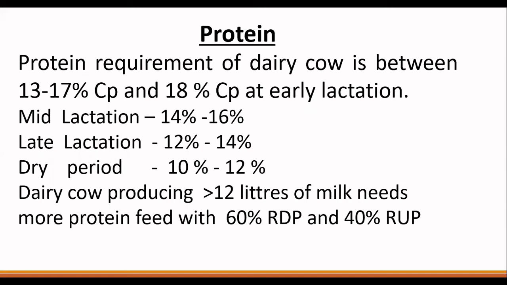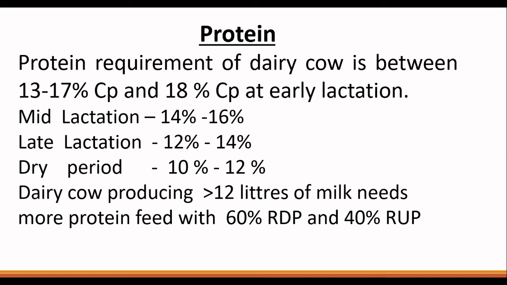We have the protein requirement of dairy cow. The protein requirement of a dairy cow is between 14% CP and 18% CP at early lactation. Mid lactation is between 14 to 16%. Late lactation requires 12% to 14%. A dairy cow producing milk also requires more than that, but it requires about 12%.